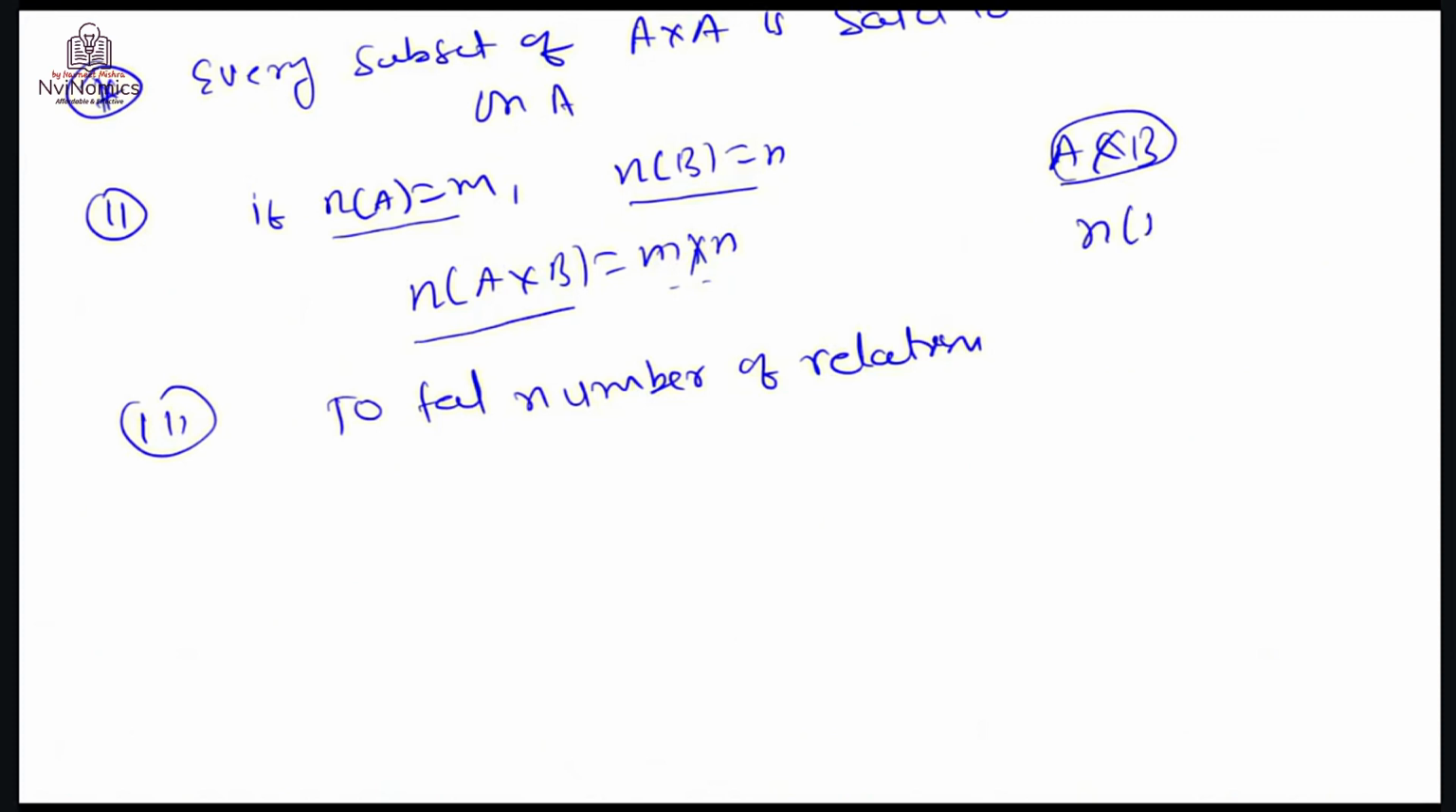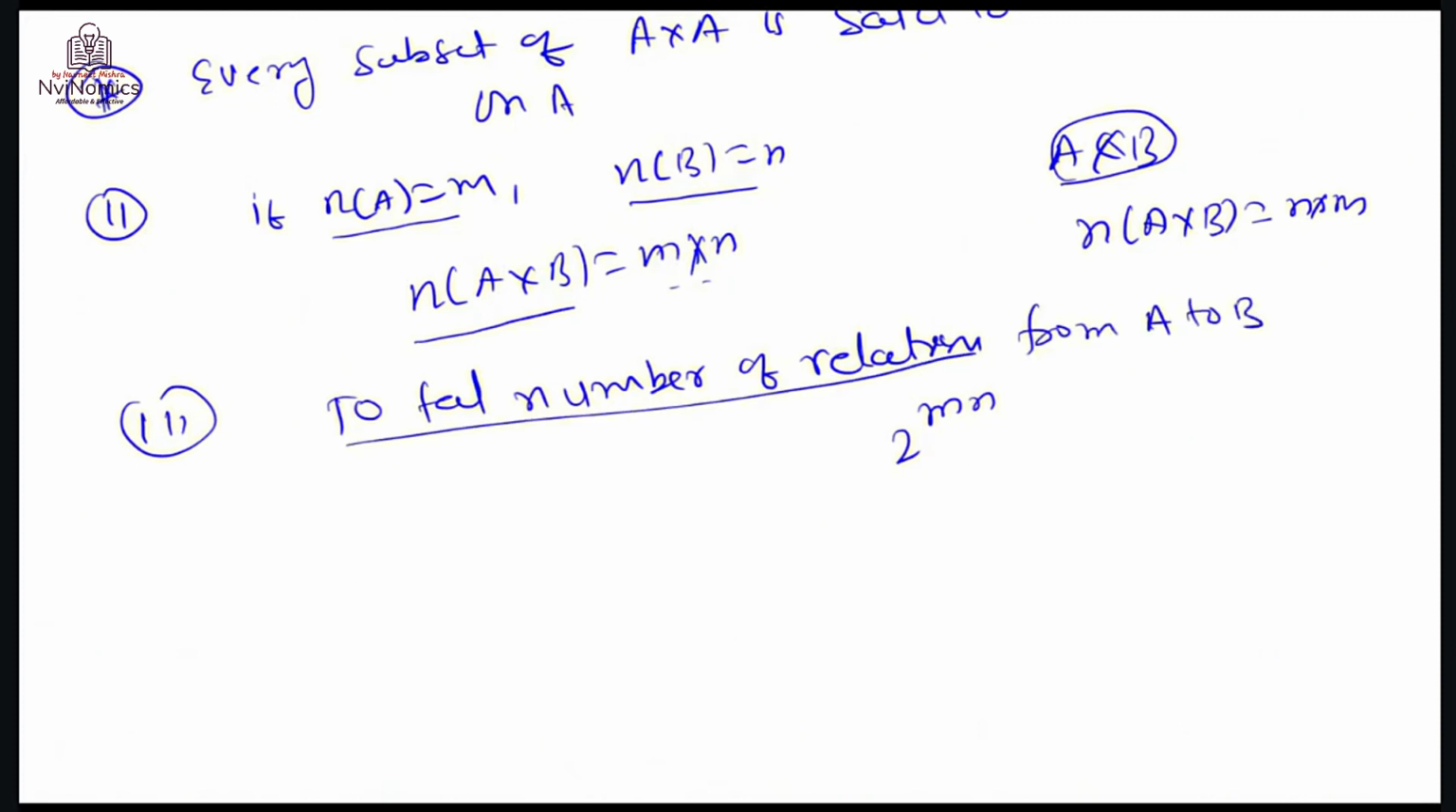अब देखो number of elements of A cross B is going to be equal to n into m, and we know that if you have a set A, then its number of subsets is going to be equal to 2 to the power n, right? So yes, 2 to the power mn is going to be the relation from A to B. Total number of relations from A to B is going to be equal to 2 to the power m into n. Fine. So these are some formulas.